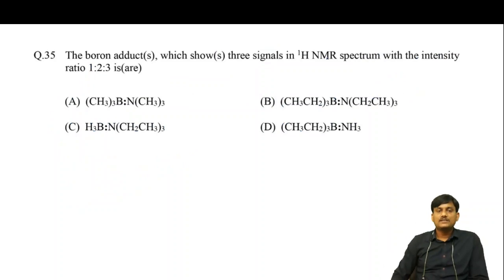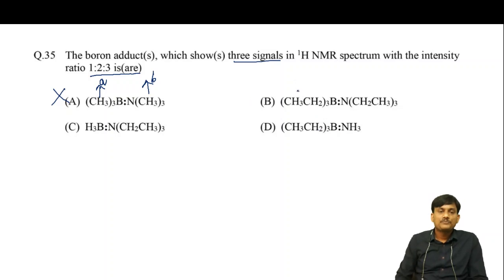Okay, boron atoms are given. Which shows three signals in proton NMR spectrum with the intensity ratio of 1 is to 2 is to 3. Okay, you have to identify how many different types of protons are there. How many non-equivalent protons are there? Suppose if you take BCH3 thrice, this one is all protons are A type of protons, and in this case all protons are B type of protons. Here you can find only two signals, not three signals. So this one is incorrect.